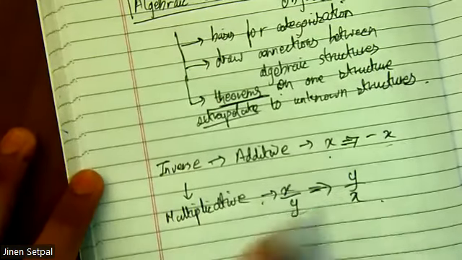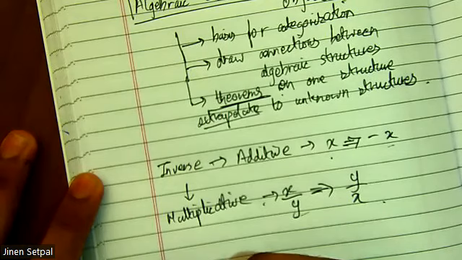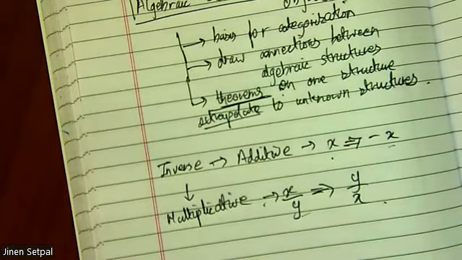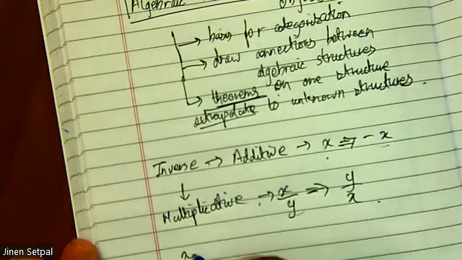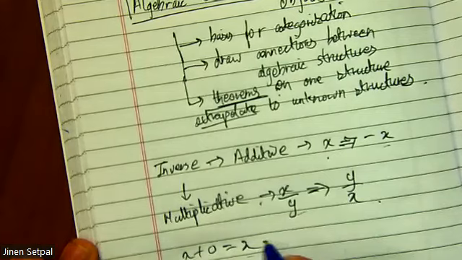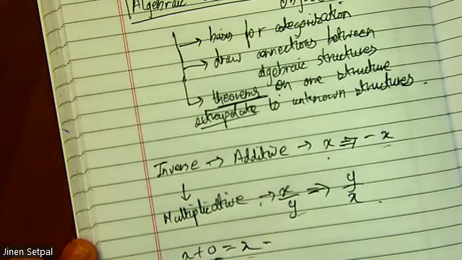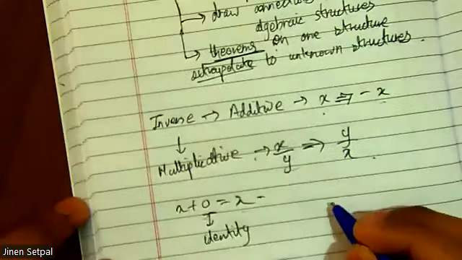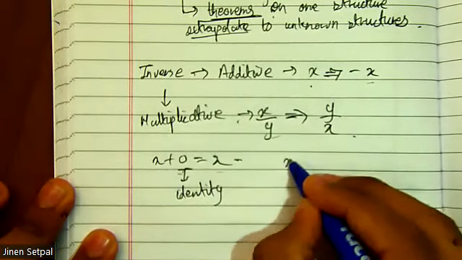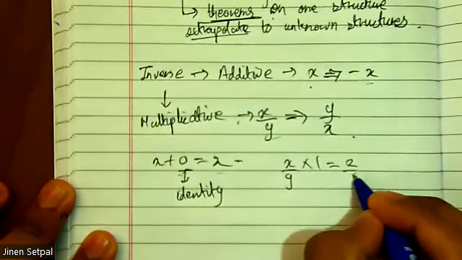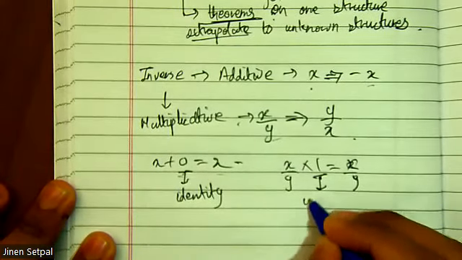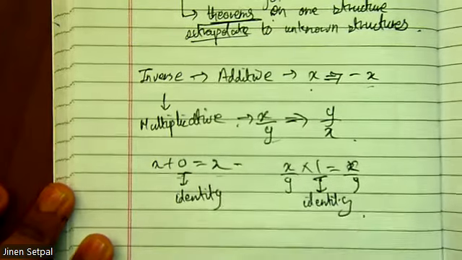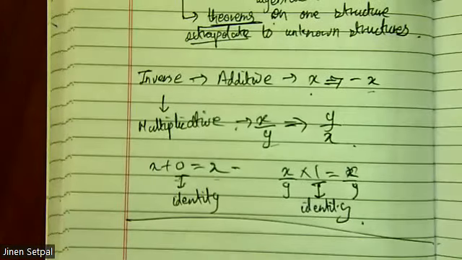So the identity is effectively the value against which you can perform an operation, and it doesn't change the original value. So x plus 0 is x, and over here, 0 is our identity. For multiplication, x over y times 1 is also x over y, so it's basically the same thing. And this is the multiplicative identity. So these are our basics.